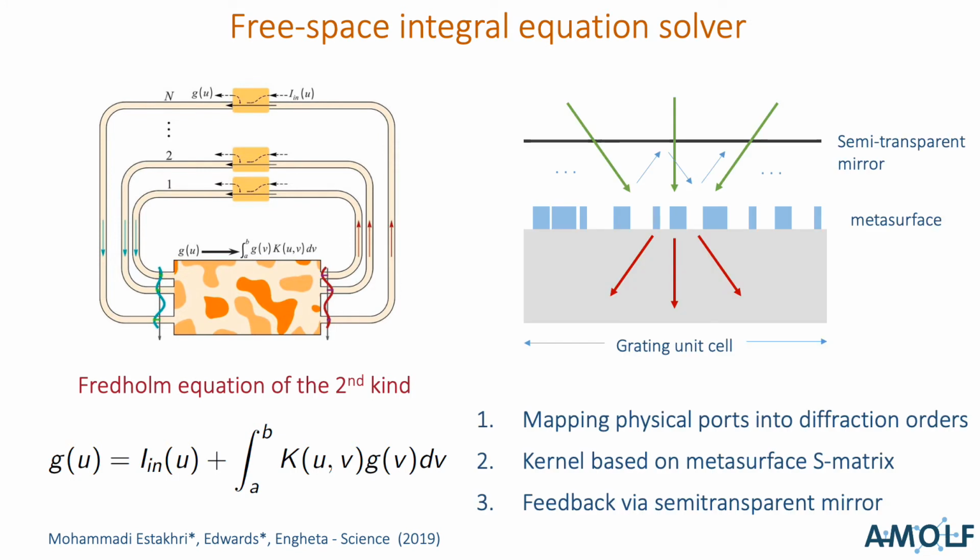Now here we want to design a similar system for free space radiation and in the visible. So we need the same three ingredients. First, we want to map the physical ports into diffraction orders of a metagrating. The second ingredient is that we want to design the kernel by shaping the unit cell of the grating. And finally, we want to provide feedback with a semi-transparent mirror placed in reflection.